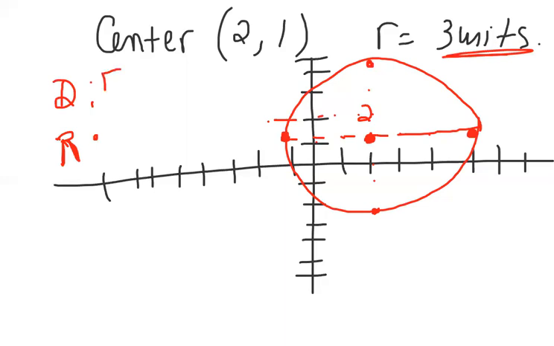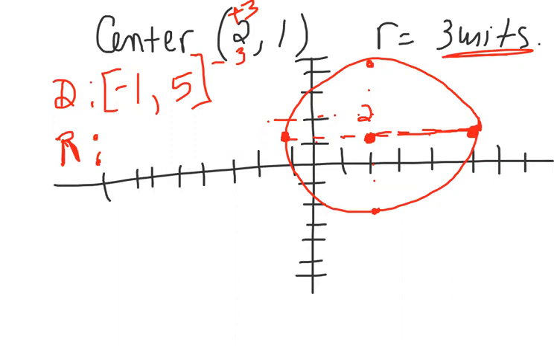Now, here's another way for you to get that -1. Since the radius is 3 units, I'm going to subtract 3 from 2. That gives you -1. What about the upper limit of the domain? We're going to add 3 to the 2. That's going to give us 5. In other words, if we're sitting at 2, we travel 3 units to the right, that's going to take us to 5. So guys, that's the domain.